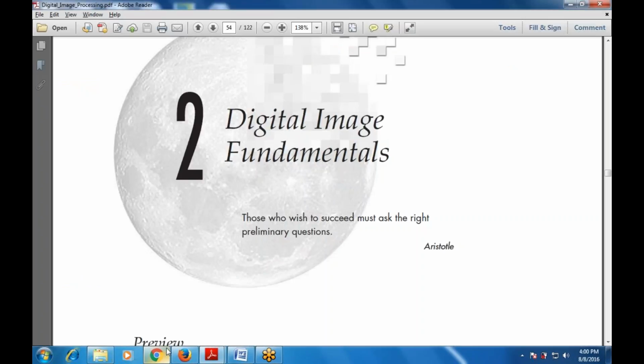Today's topic is chapter number 2, digital image fundamentals. That is, what are the various fundamental operations that are covered with the help of the digital image. That is the digital image fundamentals.